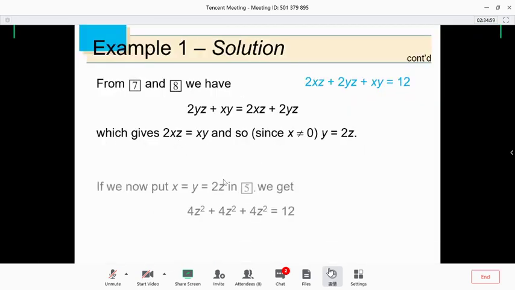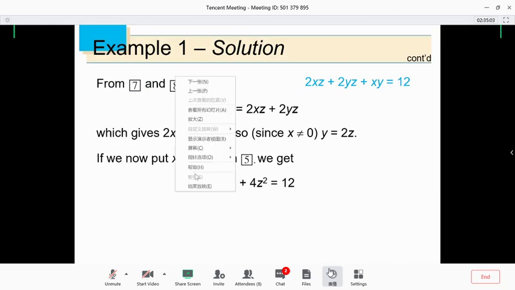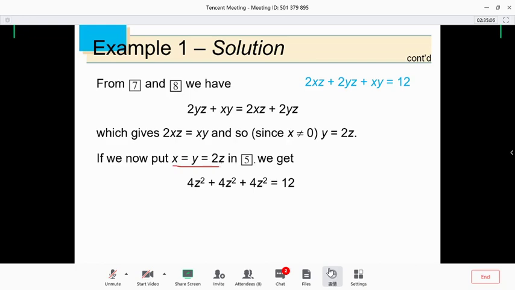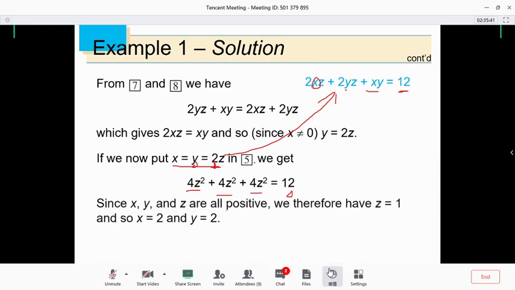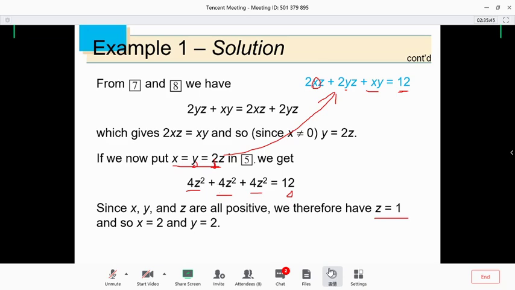So we take x equal to y equal to 2z in this equation. x equal to 2z, so this one will become 4z squared. Then y also equals 2z, so here is also this square. And the last one, x multiply y, is 2z multiply 2z, so it's also 4z squared. The right side is 12. So 12z squared equals 12, we get z equal to 1, and then x and y equal to 2. So this is the final result.